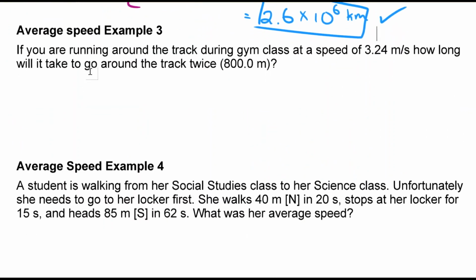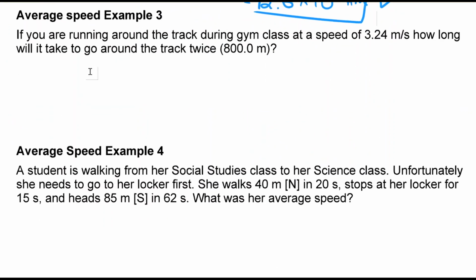A couple more examples. If you're running around the track during gym class at a speed of 3.24 meters per second, how long would it take you to go around the track twice? And twice is 800 meters, because it's usually a 400-meter track. So what are we going to do? Squiggly line. We're going to go through and summarize our information. A speed of 3.24 meters per second.